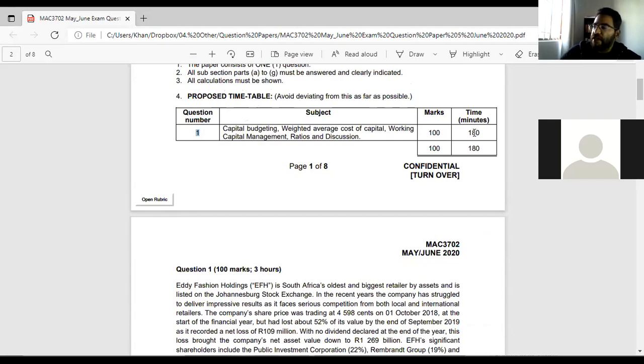So for example, in part A, the capital budgeting question is 27 marks. So if you say 27 marks times 1.8, that means 48.6 minutes you need to complete. So we round down: 48 minutes you need to complete part A, capital budgeting. You need to worry about time, very important, because time is going to get you through the paper.